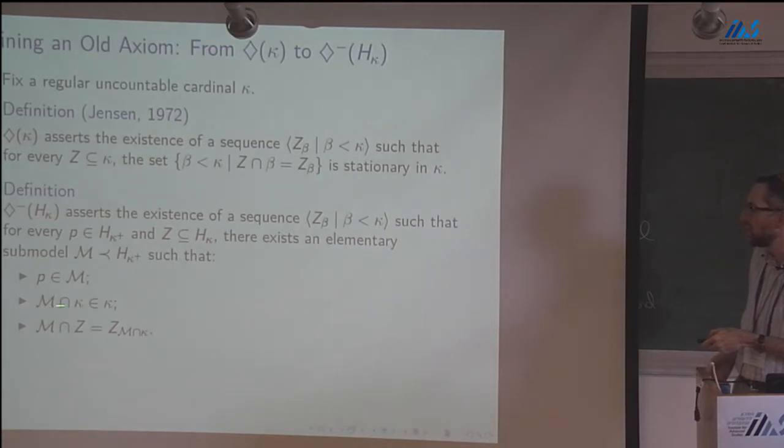The model will intersect kappa at an ordinal less than kappa, and the point is then, the Z in particular, we're guessing at the right time, the Z of that ordinal will be the intersection of the model with the set we want to guess, the set Z that we want to guess.